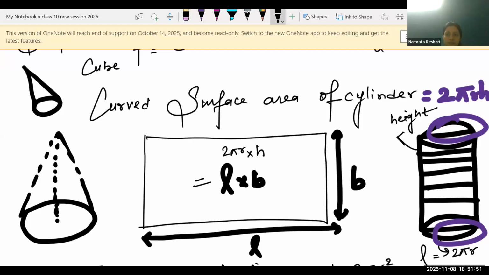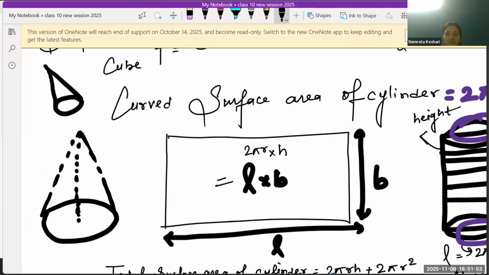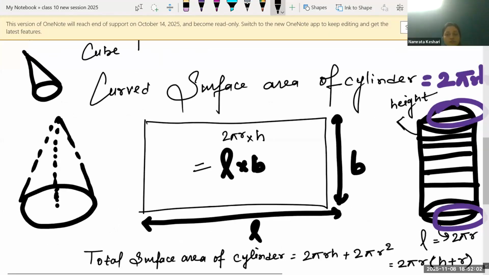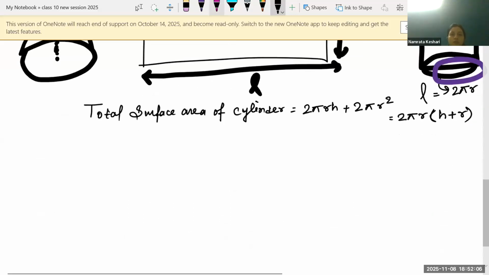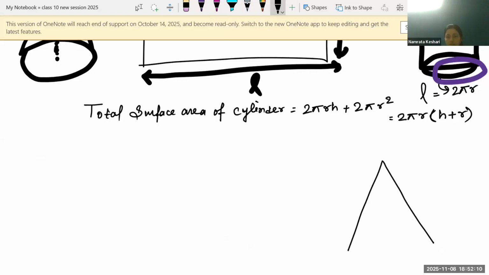Is it clear? Yes. Okay. So surface area of the cylinder we are done. Now cone. For cone also, this is a conical shape, a right circular cone.